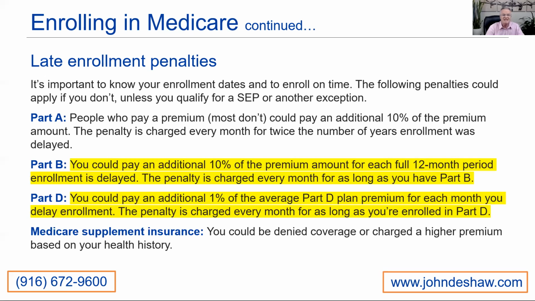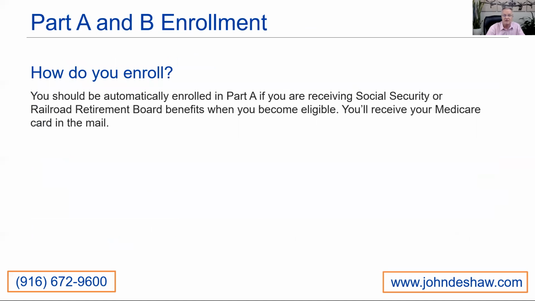The Part B penalty is an additional 10% of the premium for each 12-month period that you could have had Part B but didn't, unless you qualify for a special enrollment period. Now, you may pay the penalty for as long as you have Part B. The Part D penalty is an additional 1% of the current average plan premium for each month that you're late. You pay the penalty for as long as you have Part D. So you want to avoid late enrollment penalties.